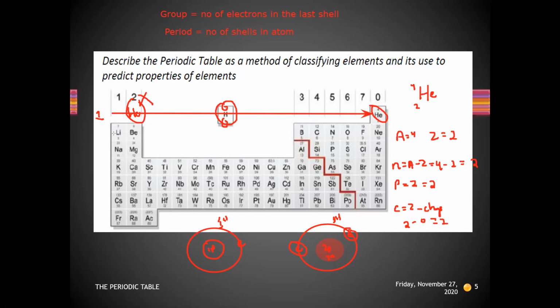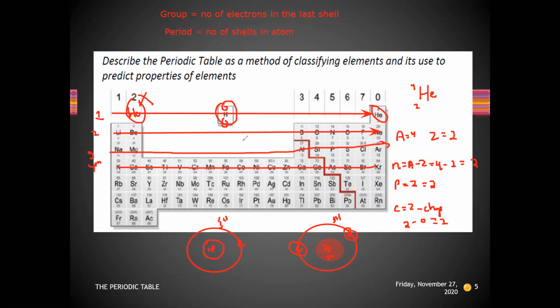In the same way, you have lithium, beryllium, boron, carbon, nitrogen, oxygen, fluorine, and neon. So this is the second period. The second period means how many shells will be used? 2 shells. Sodium, magnesium, aluminum, silicon, phosphorus, sulfur, chlorine, argon. That's the third period. Potassium, calcium, scandium, titanium, vanadium, manganese, iron, cobalt, nickel, copper, zinc, gallium, germanium, and bromine, krypton. These are all fourth period elements.